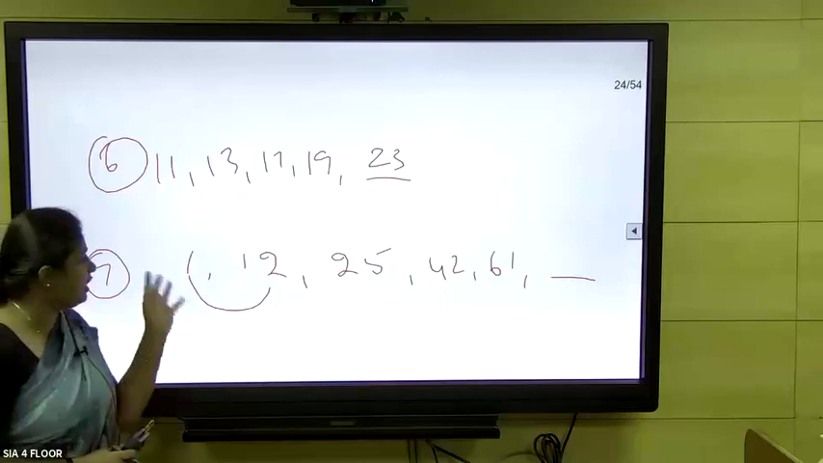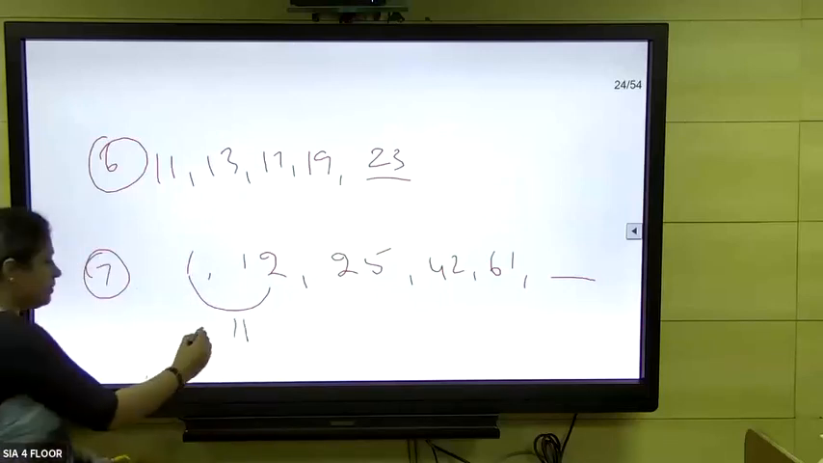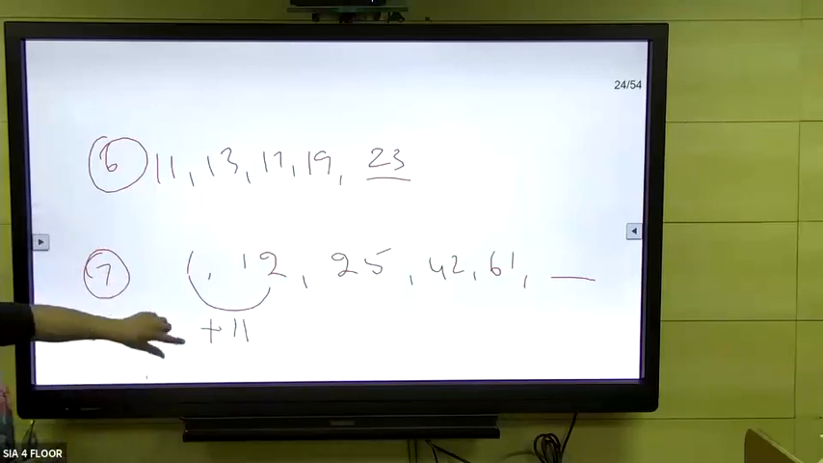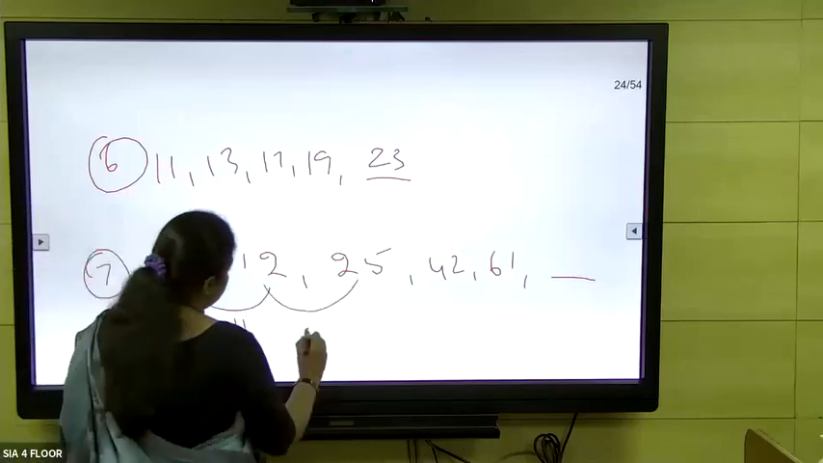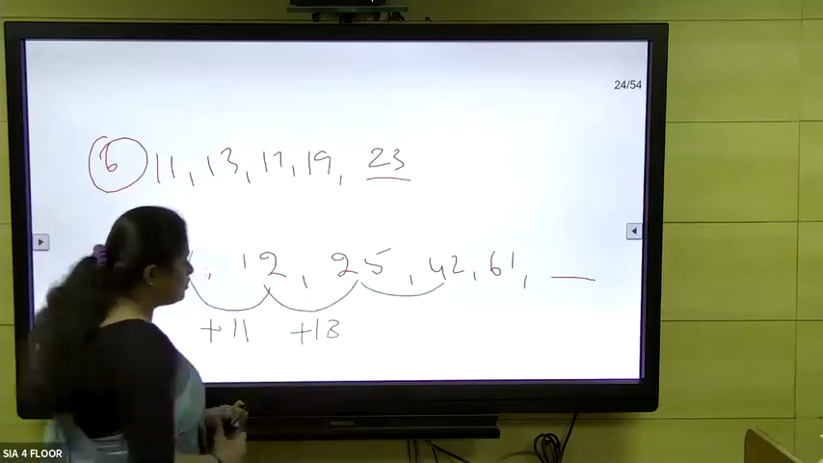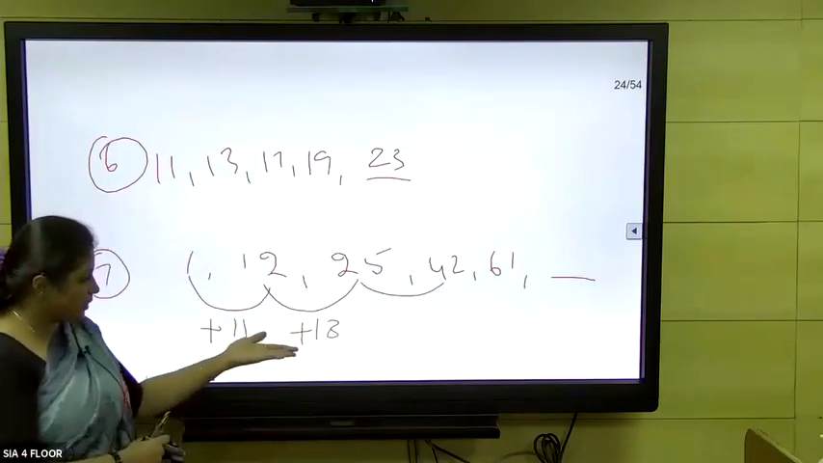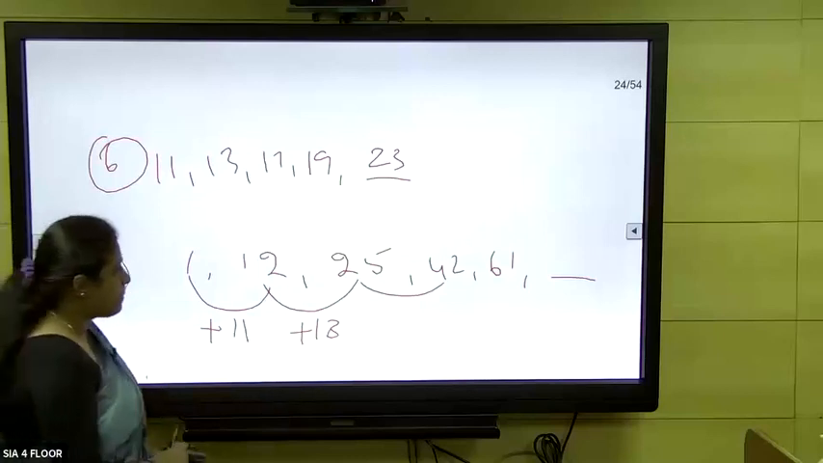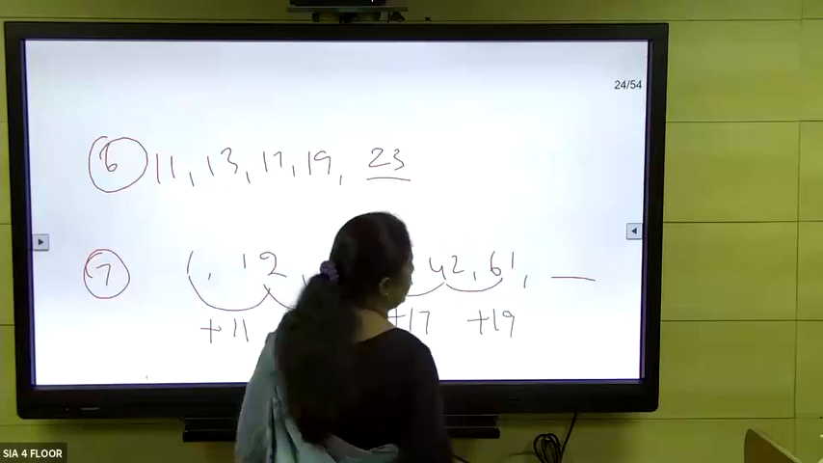So the difference is 11, which means what should be added with this 1 to get the next number is 11. See the next one. The difference is 13. So you have to add 13 with this to get the next number. That's what I mean by putting this plus sign. Next one, the difference is 17, and the next one, the difference is 19.